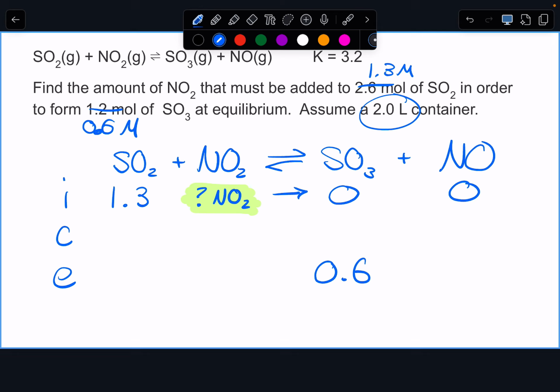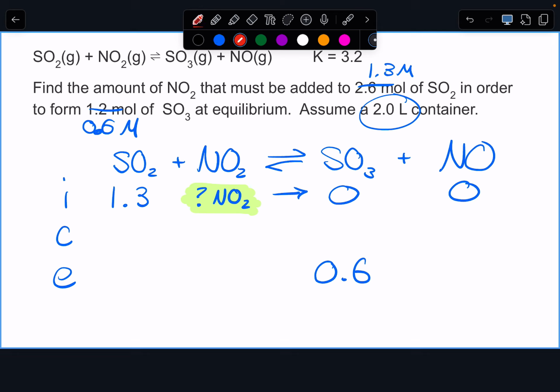We don't have any of this stuff yet, but we're gonna make it. When we make it, we want to have 0.6 molar SO3. So that means at equilibrium, we want 0.6 molar. Turning the question into the ICE table, that's the point where we can do the x's, but this is the basic part of the problem: starting with 1.3 and some amount, and then we make 0.6 molar SO3. So let's step through our normal steps of an ICE table and see where it gets us.